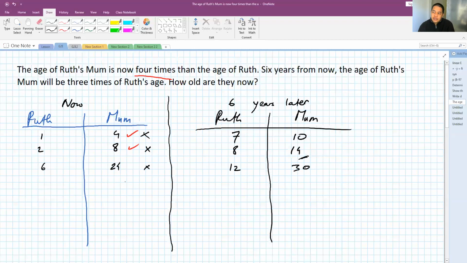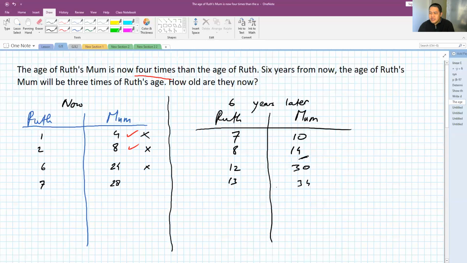So now we ask our kids, what's next after 24? Because this is 4 times, it's easier to create numbers that are multiples of 4. So the next one will be 28. If her mom is 28 now, that means Ruth will be 7. 6 years later, Ruth will be 13, and her mom will be 34.